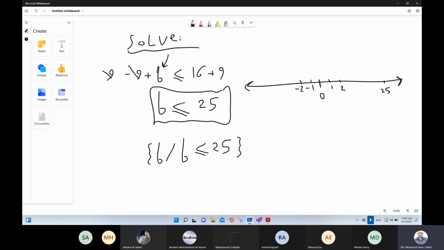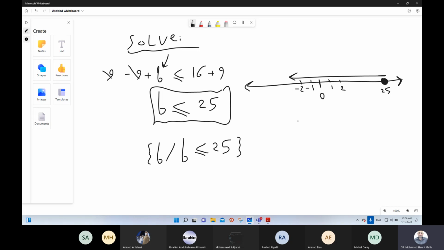And look to the sign. If you have equals in the sign, draw a shaded circle. Then the value of P, as you see, less than 25 means 25, 24, 23, 2, 1, minus 1, minus 2, and so on, means the direction to the negative side.